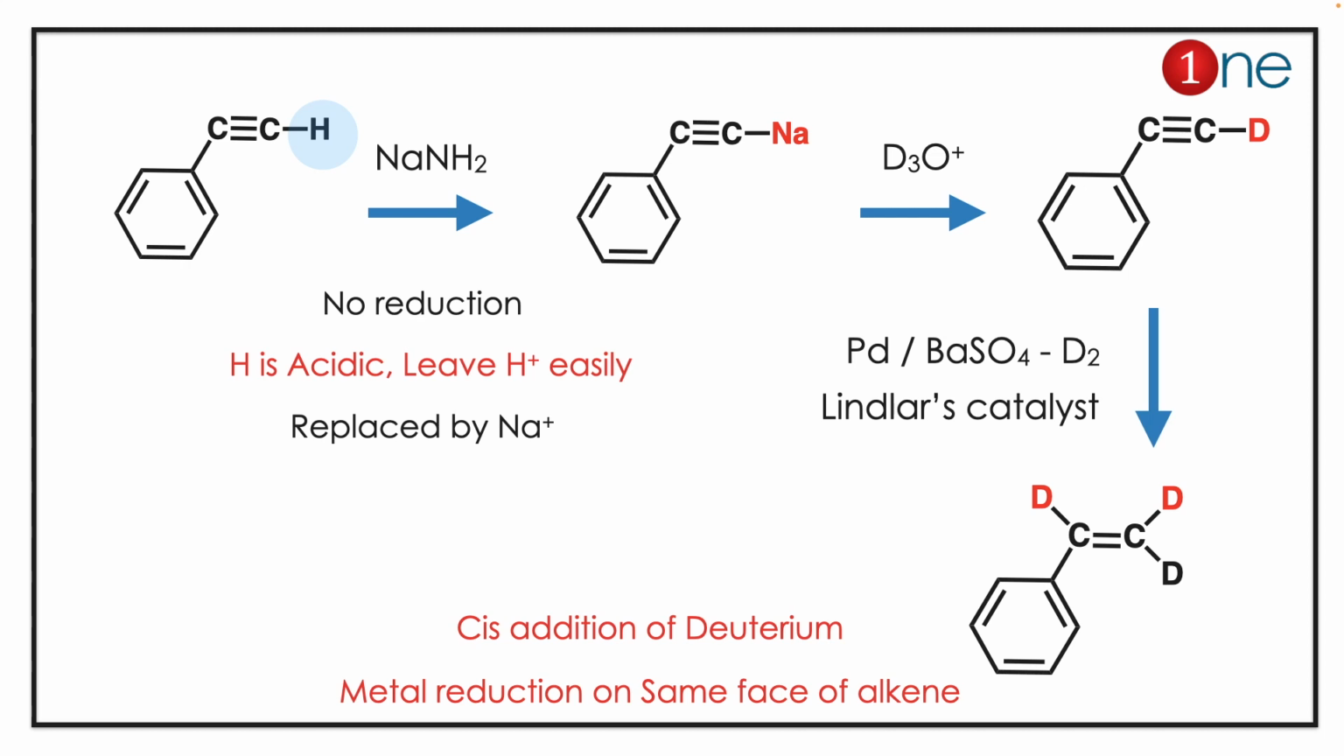The concept you have to learn here is that acetylenic hydrogen is always acidic, so it won't undergo metal reduction. The second thing is Lindlar catalyst, palladium barium sulfate, which involves cis reduction.